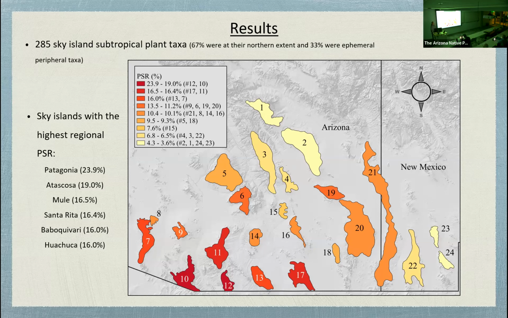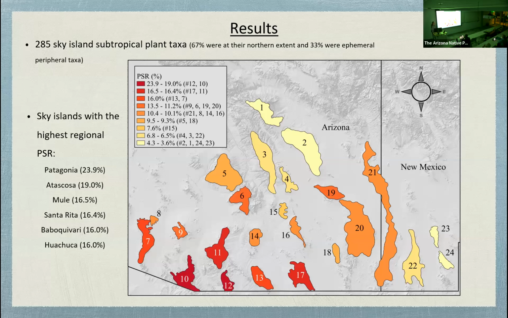I was just a little surprised because going into this, like a lot of us, I would have expected that Sycamore Canyon, the Pajaritos, the Atascosa Highlands would be the most subtropical area. But it was interesting to see that the Patagonia had nearly a quarter of the entire flora subtropical. And that's number 12 that we see down here. And all 6 of these ranges are in a dense cluster on the southwest corner, close to the international border.